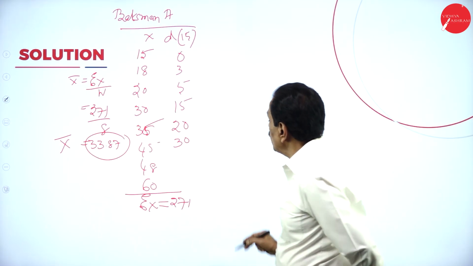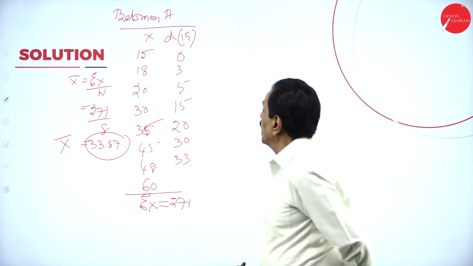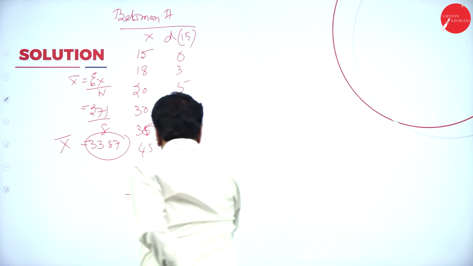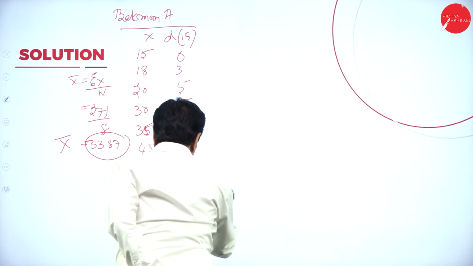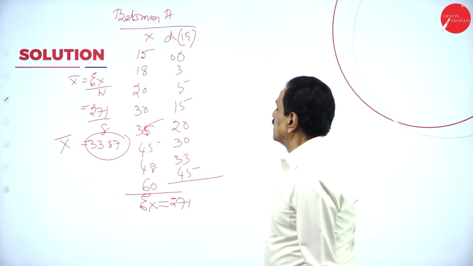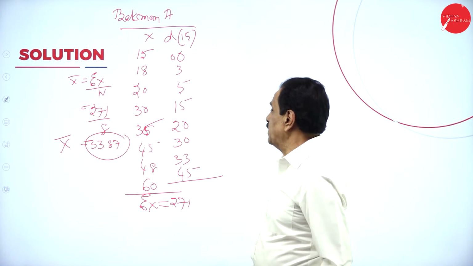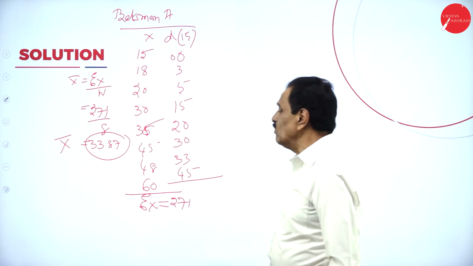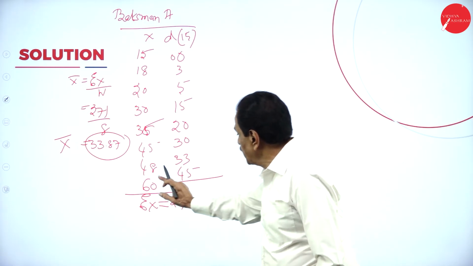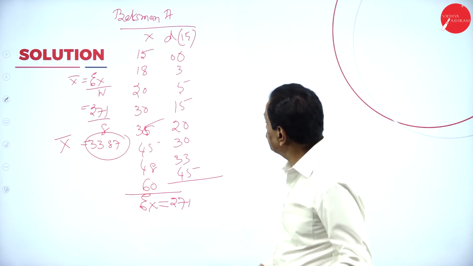48, how much more? 33. 60, how much more? 45 more. What is the base? 15 is the base, 0. 18 is 3 more. 20 is 5 more. 30 is 15 more. 35, 20 more. 45, 30 more. 48, 33 more. 60, 45 more. Add the figure.